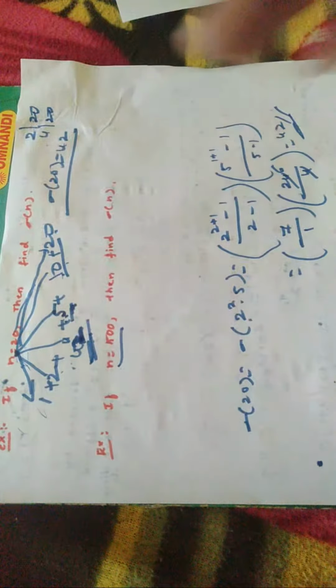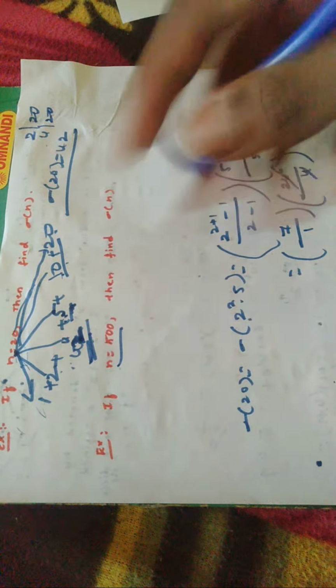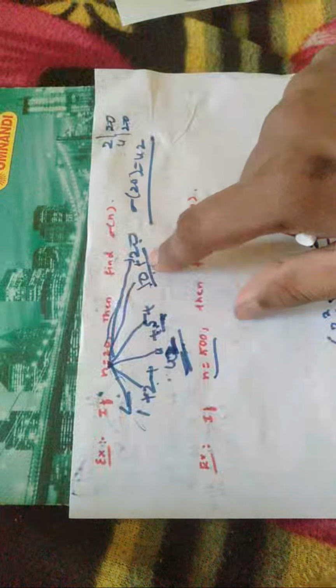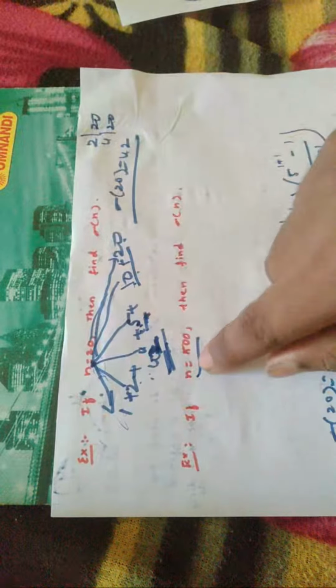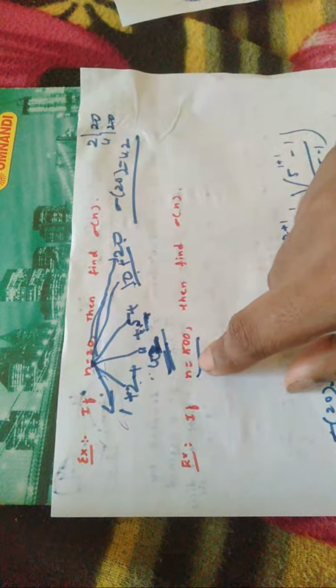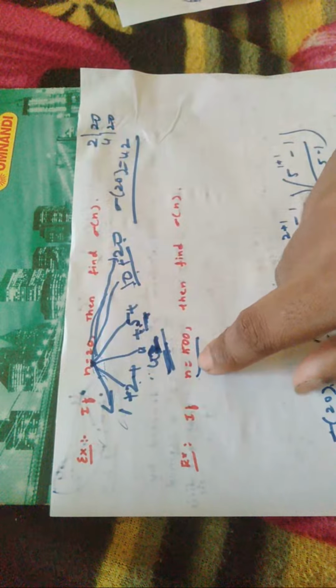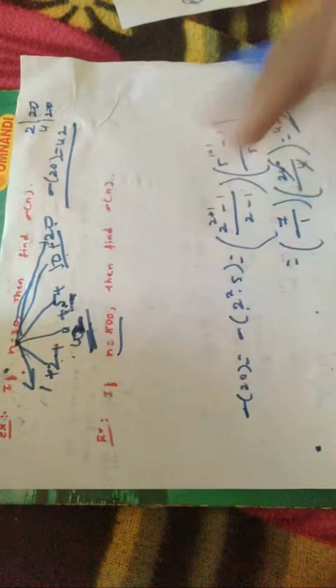Then it is very difficult to write down all the positive divisors of 500. That's why we use a formula. For 20 we wrote down all the positive divisors, but for any big number it is very difficult to find all the positive divisors. That's why we use the formula.